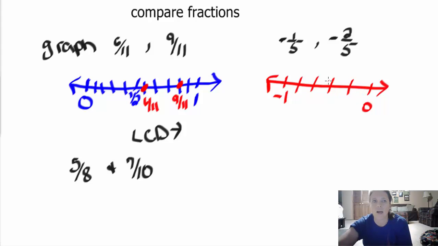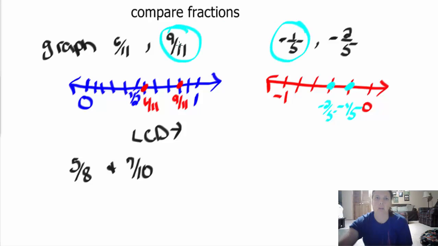Okay, let me change my color here. -1/5 would be right here. And then -2/5 would be right there. Okay? Now, we need to know that the -1/5 is bigger and the 9/11ths is bigger.